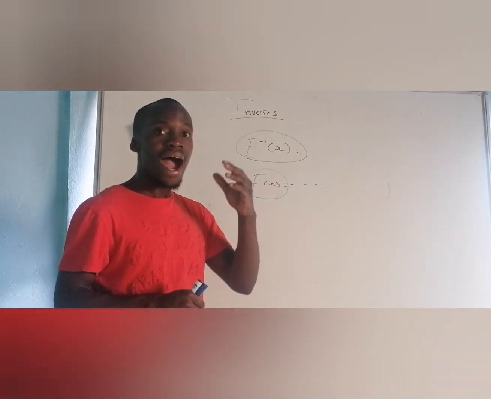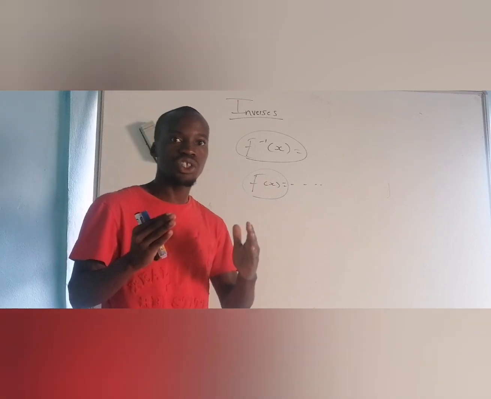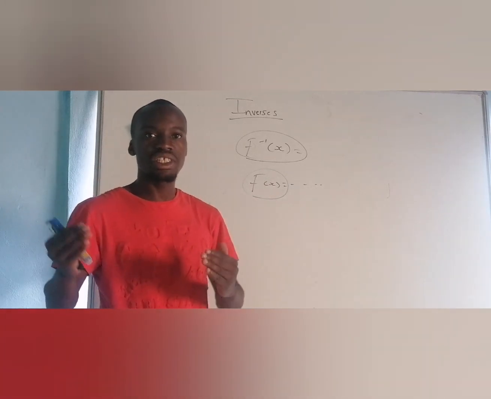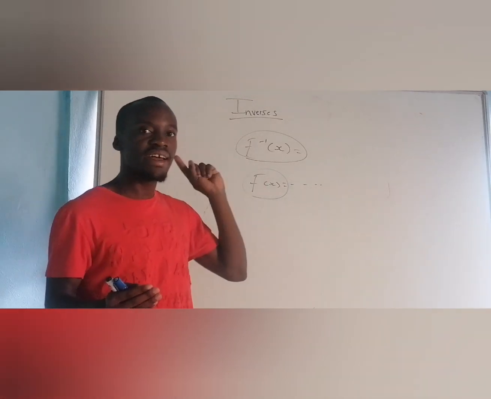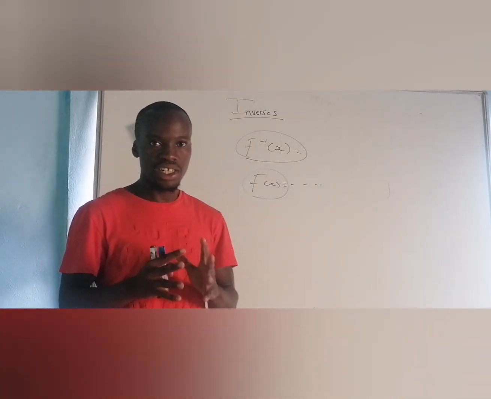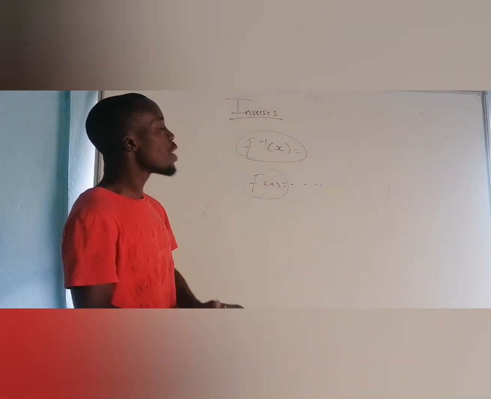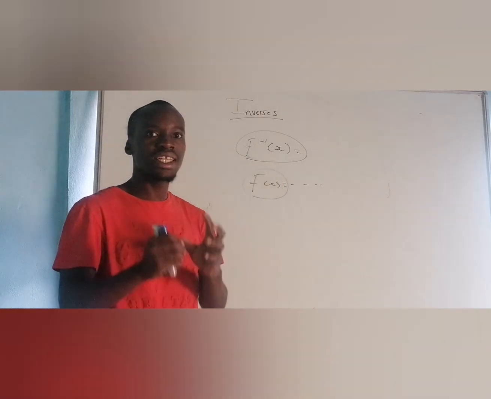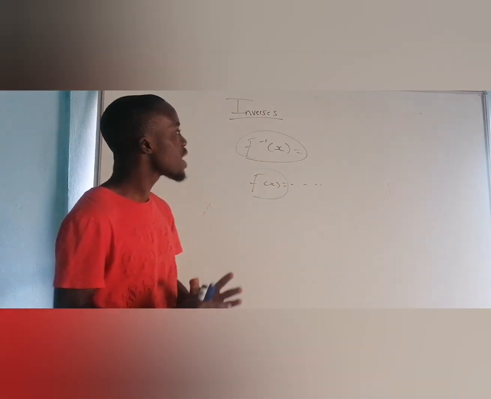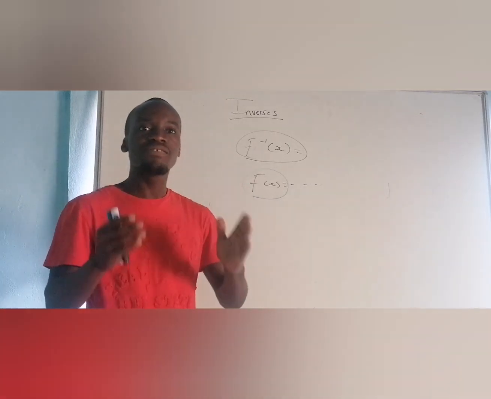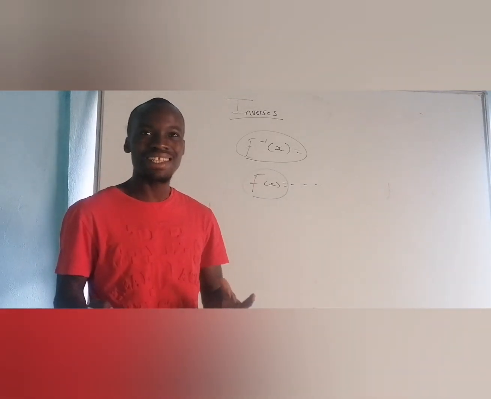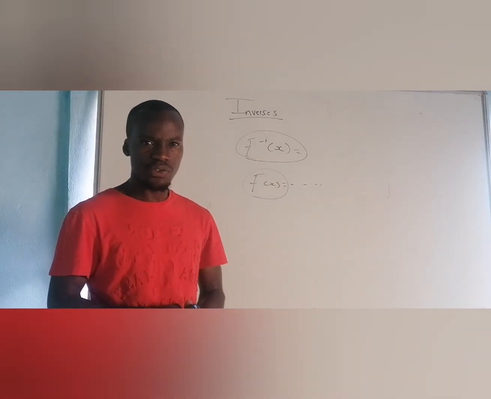So if you don't know how to differentiate between many-to-one functions and one-to-one functions, make sure that you go back and watch the first part of functions. Alright, now you only use this notation in a one-to-one function, not a many-to-one function. Why? Because the inverse of a many-to-one function is not a function, it is a relation. I don't know if you understand that.